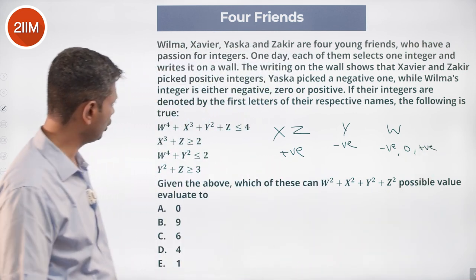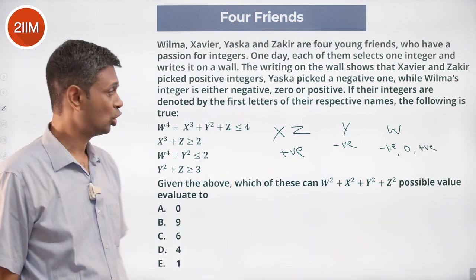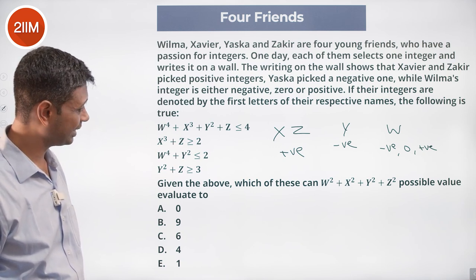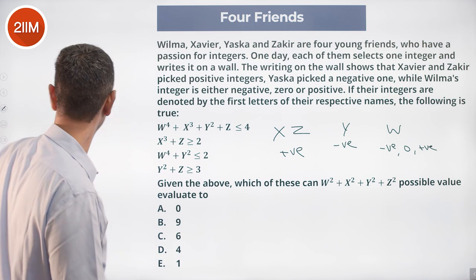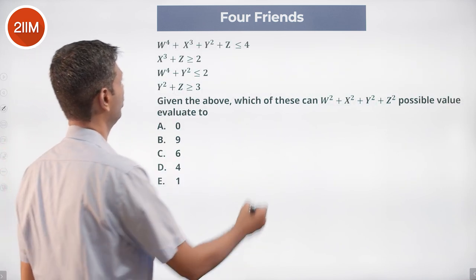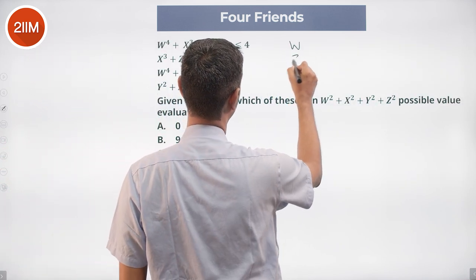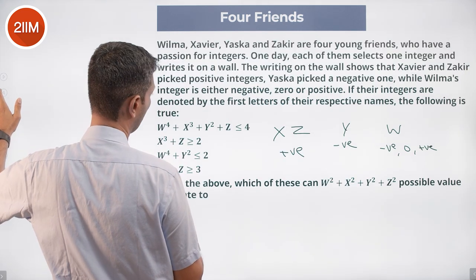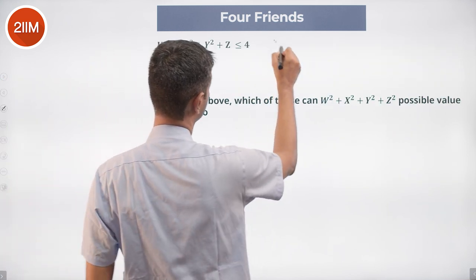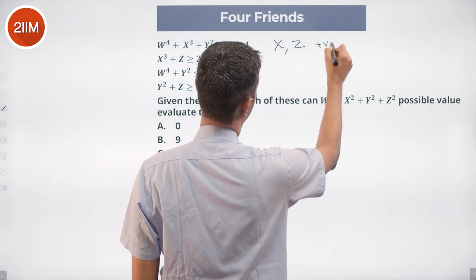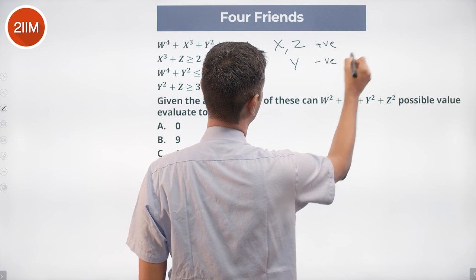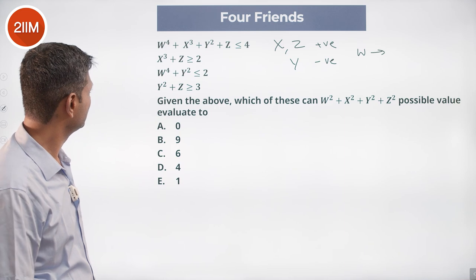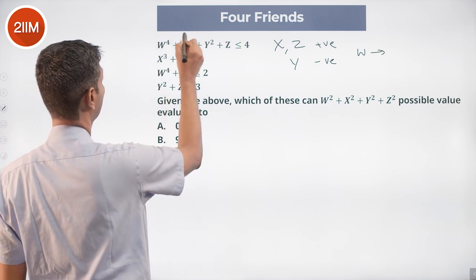The integers are denoted by the first letters of their respective names. The following is true: W to the power 4 plus x cube plus y square plus z is less than or equal to 4. We know that x and z are positive. We know that y is negative. And w is a free bird. So w to the power 4 could be anything.